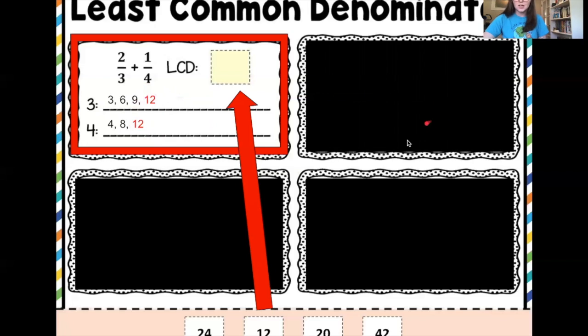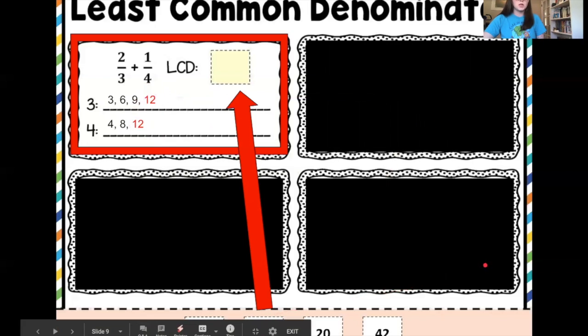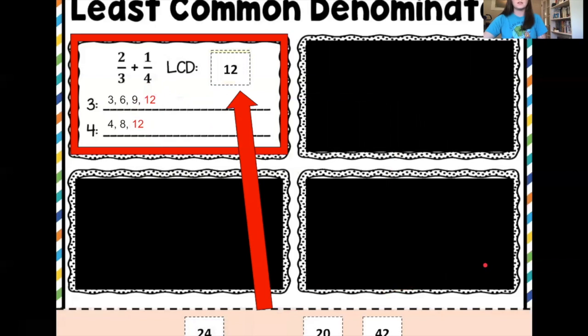On your slides, when you're doing your practice, you're going to go down to those little squares and drag and drop the answer into that box and you'll be done. Okay. We're going to keep going a little bit more though.